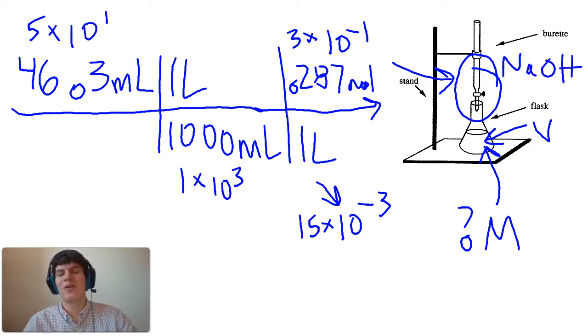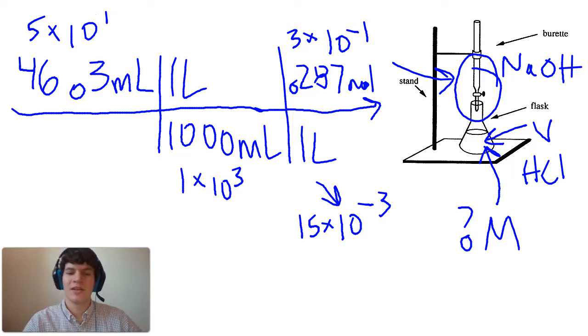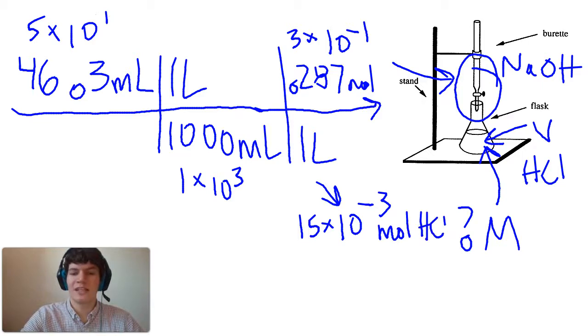But I need to know the moles of HCl. So how am I going to figure out the moles of HCl based on the moles of NaOH? Well, the wonderful thing is that at the equivalence point, the moles of the acid are equal to the moles of the base. That is such a key concept to memorize: at an equivalence point, moles are equal. So I can say that these 15 times 10 to the negative third moles of NaOH is also moles of HCl.